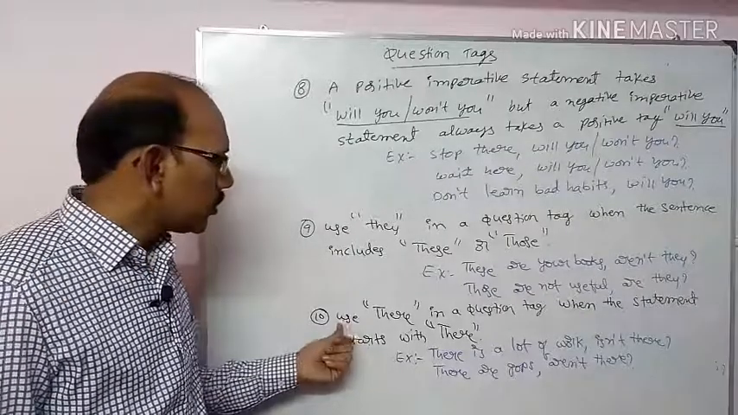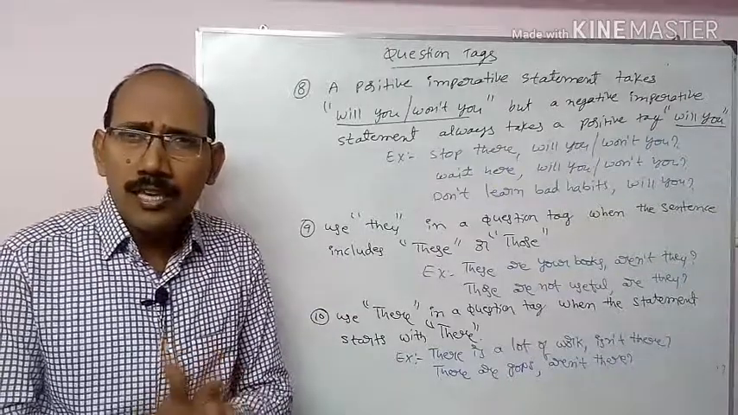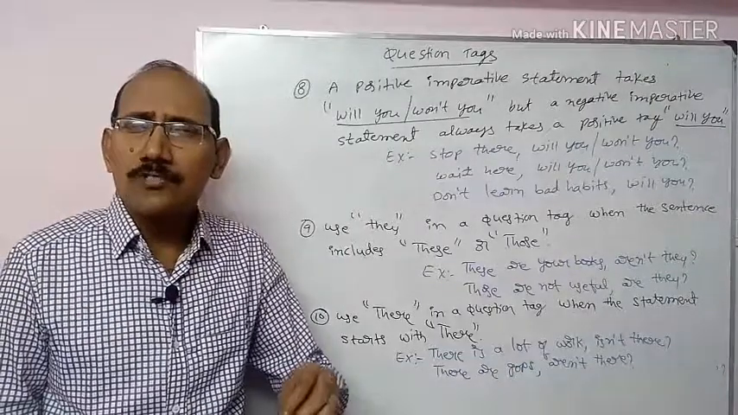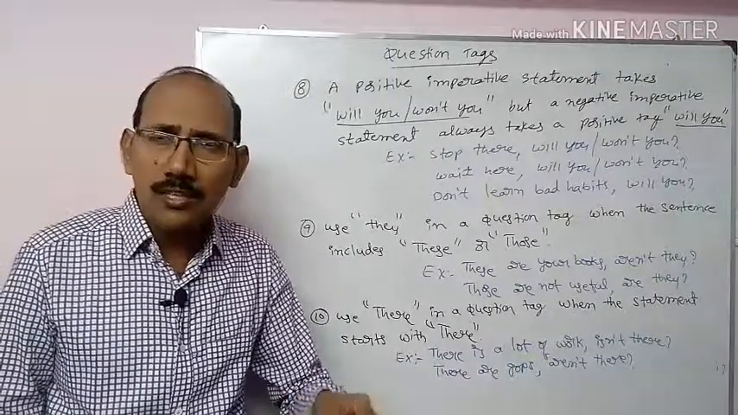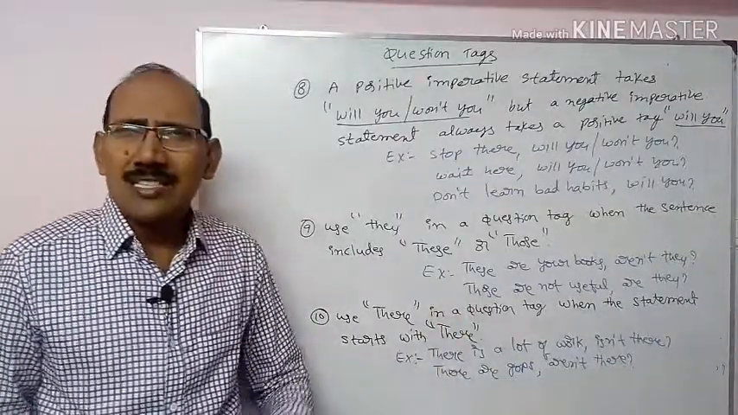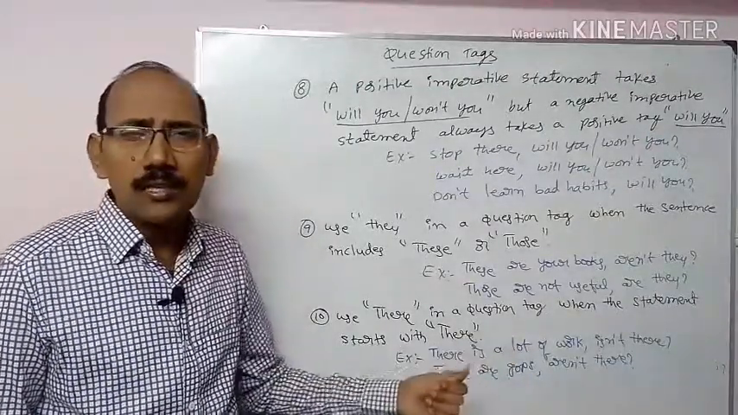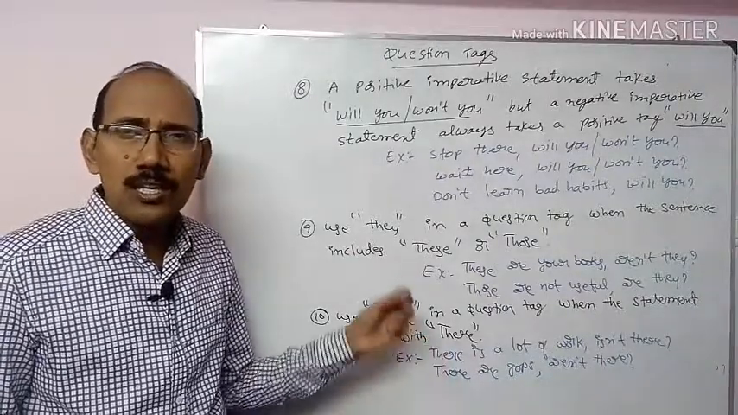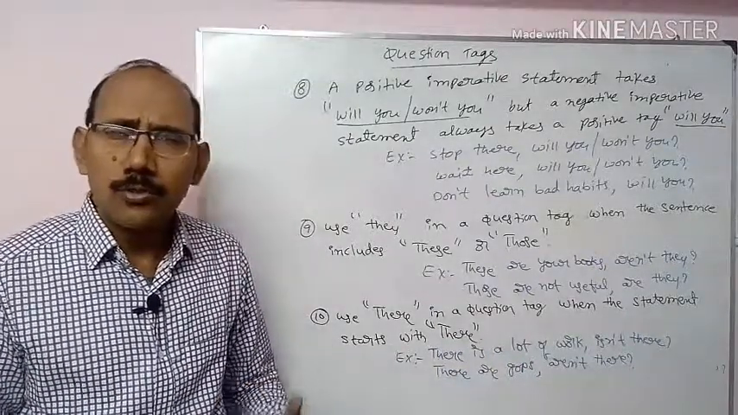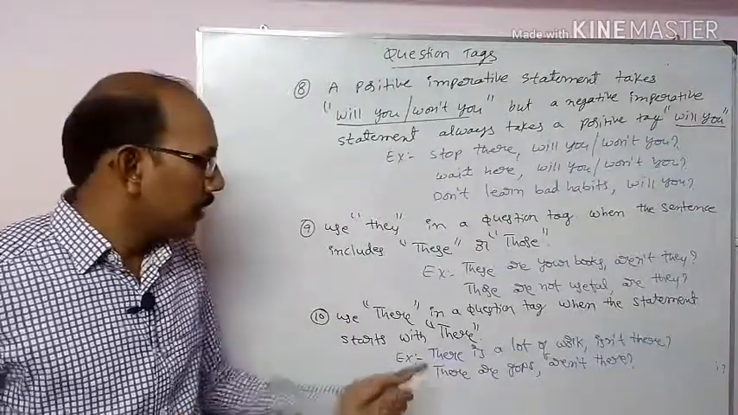10th rule. Use "there" in a question tag when the statement starts with "there". If a sentence starts with "there", in the question tag we need to use "there" only. There is a lot of work. Here it is a positive statement, so we need to use a negative tag, but we need to use "there" only in the tag. There is a lot of work. Isn't there? So we need to use a negative tag, and we need to use directly "there" only here.